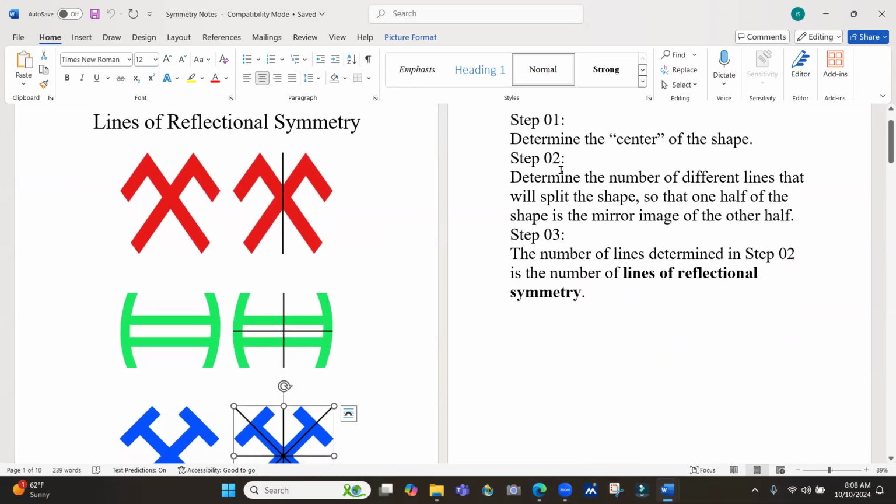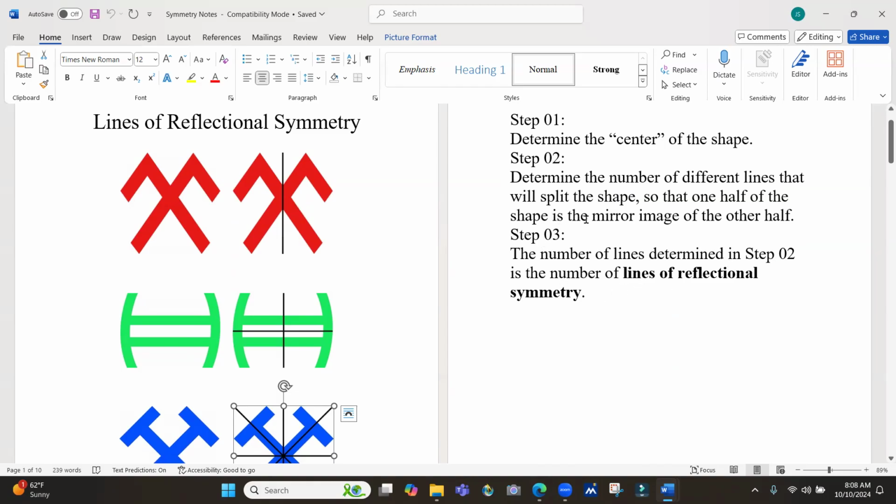So, determine the center. How do you determine? These are the steps. Determine the center of the shape. For my shape, it will be roughly this point. Determine the number of different lines that split the shape so that one half of the shape is the mirror image of the other half. And the number of lines determined in step two is the number of lines of reflection symmetry.